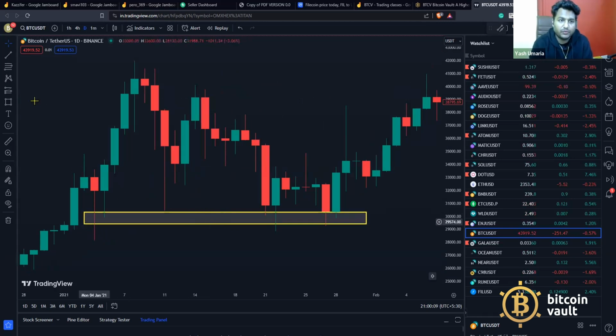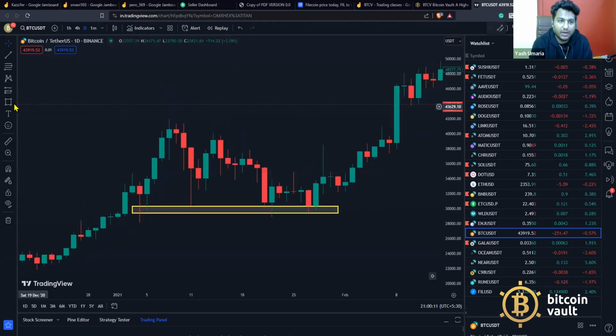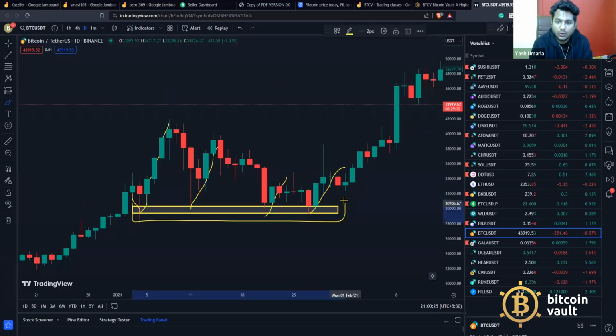Because from here, you can clearly see the market moved up. Again, see the market goes down, and then from this area, the market moved up. Again, from this area, the market moved up. Again and again. So what happened here is that there are good numbers of buyers who are supporting the price of Bitcoin, particularly in this region.